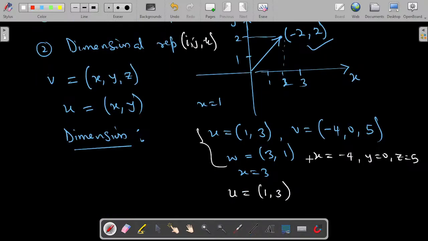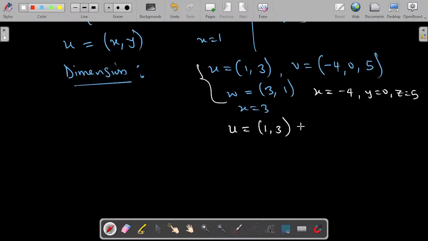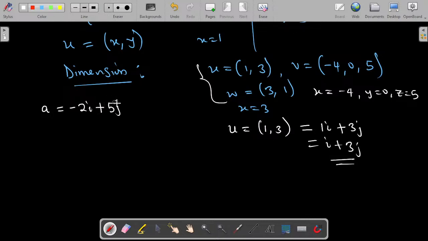So the implication is that I can actually write my u as 1i plus 3j. Remember that 1i is the same thing as i, and then 3j. So that gave us this. How did I get plus here? Because this 3 here is positive. So what that means is that if I have a vector A and it is equal to, let's say, minus 2i and let's say plus 5j and maybe minus 8k.